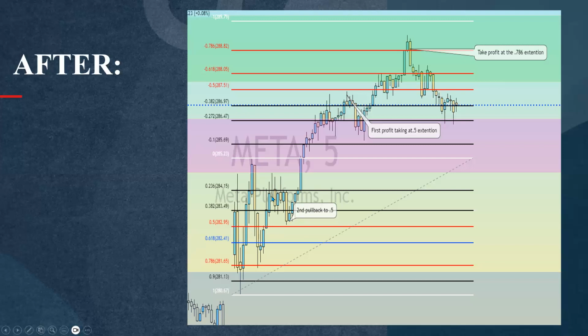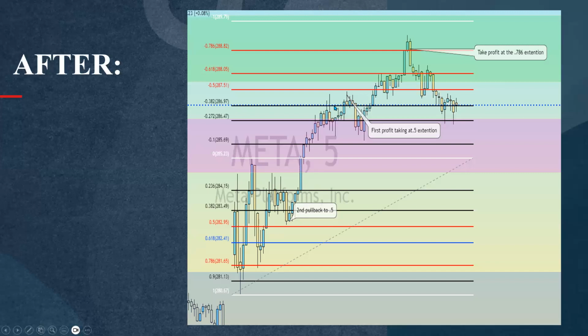We get filled long here. There's no reason to take profit here because the 236 and 382 are just acting as resistance. And actually, we come down, and here's a second entry right here after the 0.5, right? So here are three potential entries for you off this one impulsive leg from here to here: the 0.786, the 0.5, and we could have even gotten in on this consolidation here. And now let's head on up. Let's go through the journey.